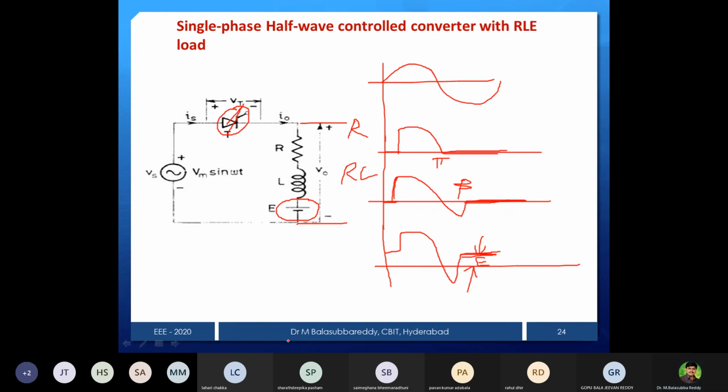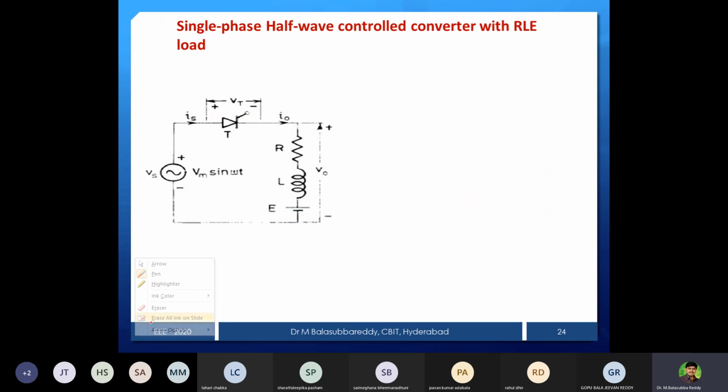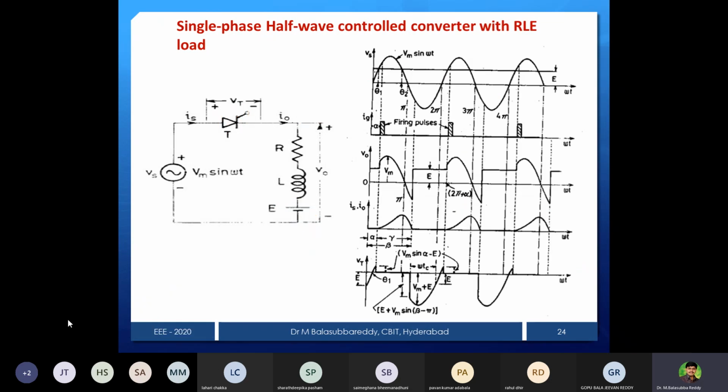Only the limits will change. For R load it will start with alpha to pi, for RL load alpha to beta, and for this one alpha to beta 1, at which instant Vm sin omega t equals E. From there onwards, it will be E, so you can add that, and that will give the expressions. Now we'll see the waveform.